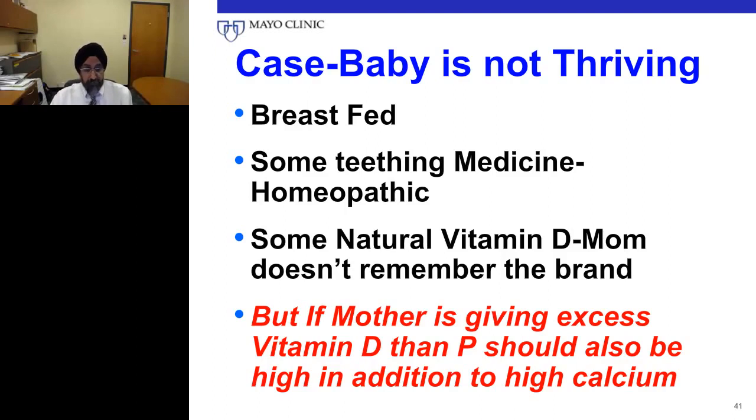But the confusion was, it is known in the literature, especially in the adults, that if the calcium is high due to vitamin D toxicity, then the phosphorus should also be high, which was not observed in this child. So that was a little exception to the rule.